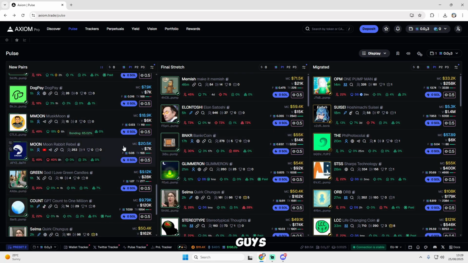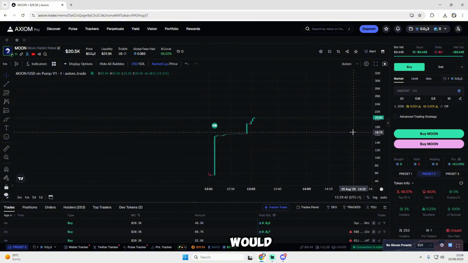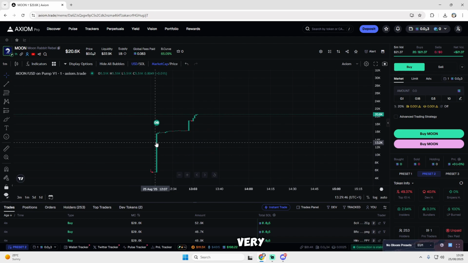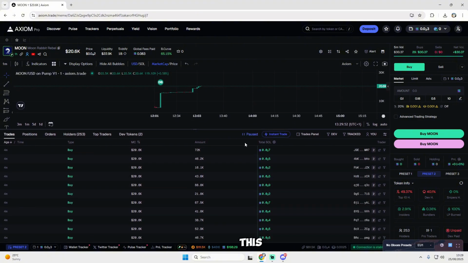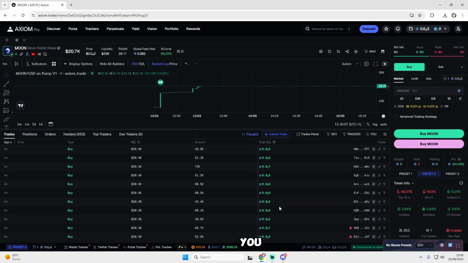As you can see, this coin right here has 40% dev holding. This is usually something that I would never buy into, because in the beginning there is a very big green spike. This essentially could be a bundler, and one sign for this is checking the trades. There are a lot of trades being taken here, and a lot of the numbers are very similar.